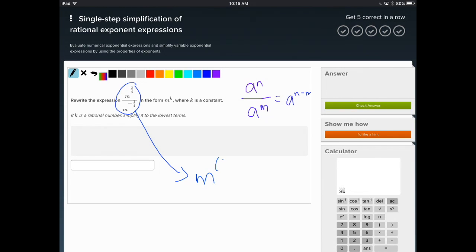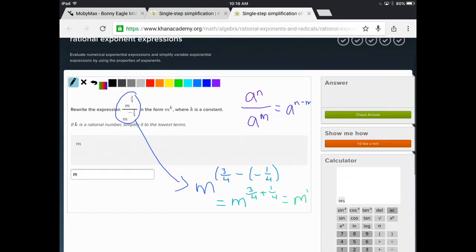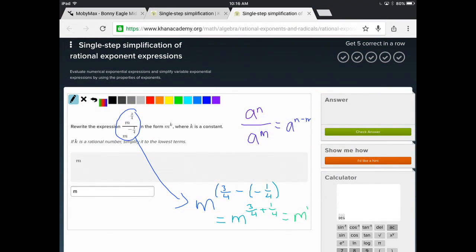We're dealing with m as a base, but we have 3/4 minus negative 1/4 in the exponent of this one. Of course, 3/4 minus negative 1/4 is just the same as 3/4 plus 1/4, and 3/4 plus 1/4 is equal to just 1. So m to the 1 is what we've got here. So our solution is just simply m. So a very elegant little solution to that problem.